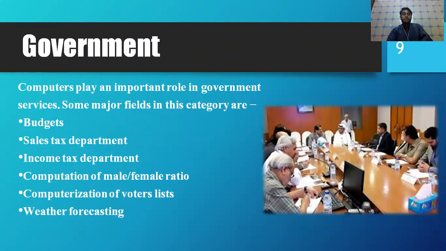Government. Computers play an important role in government service. Some major fields in categories are budget, sales tax department, income tax department, computation of the male female ratio, comparison of the voters list with a force taking.